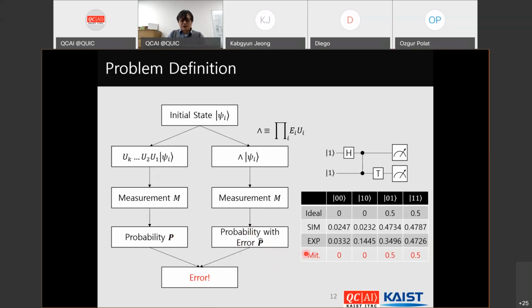If you just look at the amount of error, for example, in this kind of test run with a Melbourne machine, ideally we should not have any probability on these two states, but we have this kind of errors, and we want to mitigate to eliminate the errors in the result.